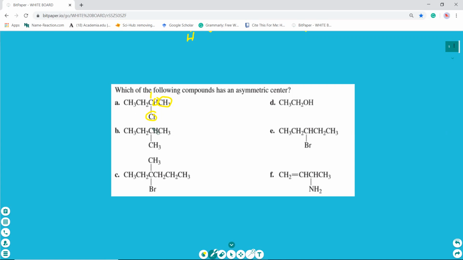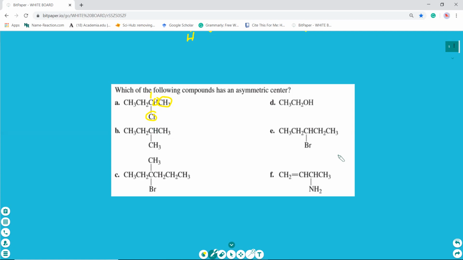So what do we have here? This is methyl, ethyl, CH2CH3, ethyl. So we already have 2 ethyls on both sides. Then we have bromine and hydrogen. Because we have 2 ethyl here, automatically this no longer has an asymmetric center, and this carbon is not a chiral carbon.